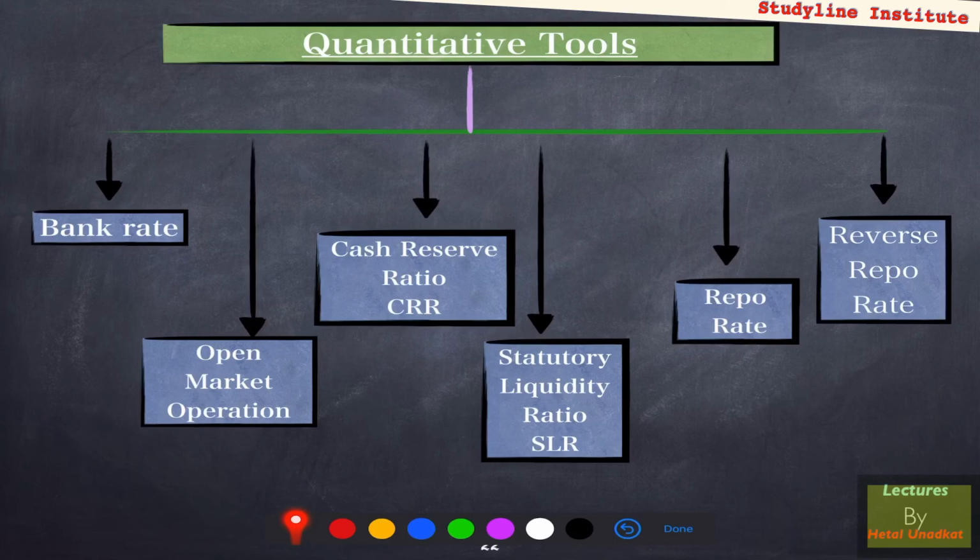So what is CRR? A certain percentage of our deposit which we need to keep with the RBI. If the government needs to control the money, they will increase the rate. If the government needs to push money out into the economy, they will decrease the rate. Vice versa. According to the situation, the government will take a decision.